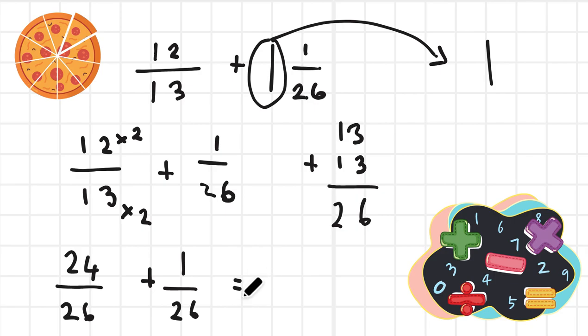Now remember, now the denominators are the same. It's just for information, so my denominator remains the same here. And I can go ahead and add my numerators. Remember, D for down, and then you have your numerator on top. 24 plus 1 is 25.